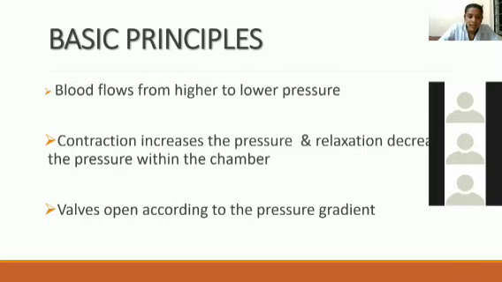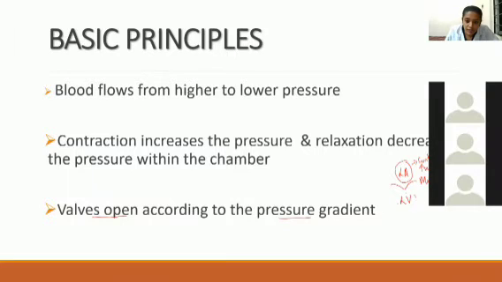The third point is that valves open according to the pressure gradient. I already told you about the pressure gradient, so according to this pressure gradient only, the valves will open. How will it happen? Let's take the condition of the left atrium and left ventricle. In between, the mitral valve is there. If the left atrium is contracting, contraction of the left atrium is happening, that means increased pressure will be there.